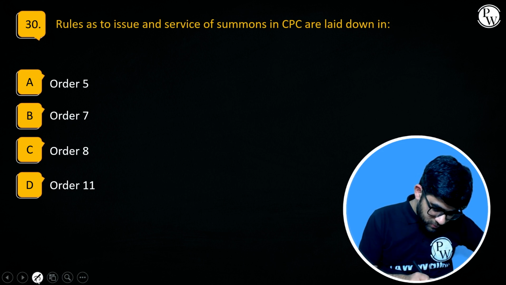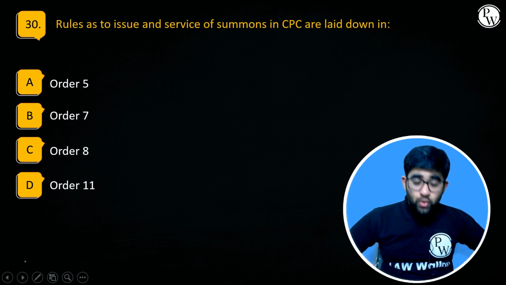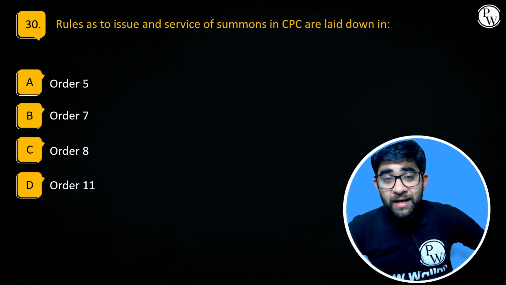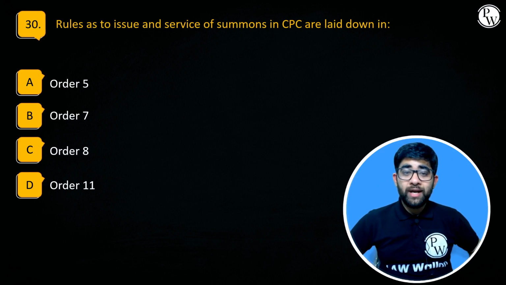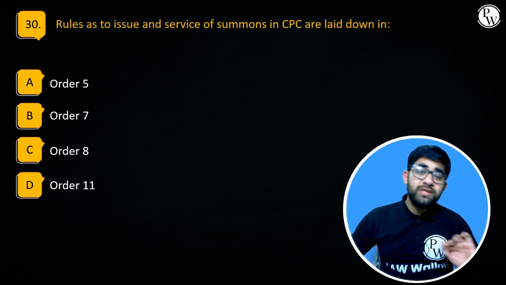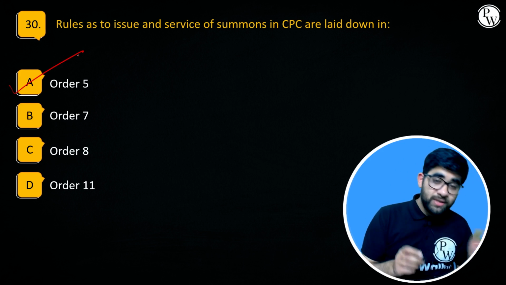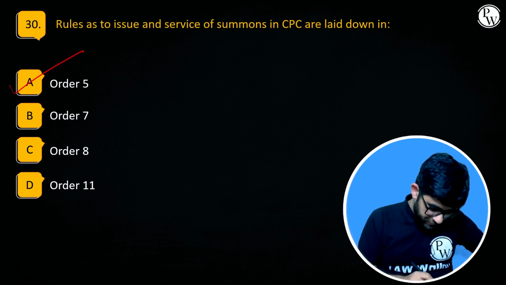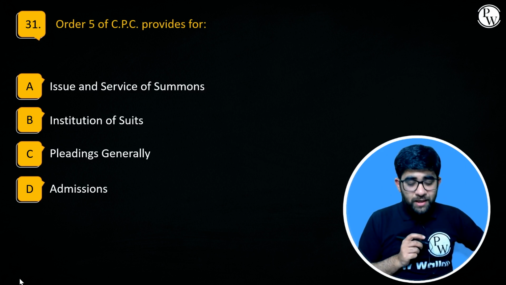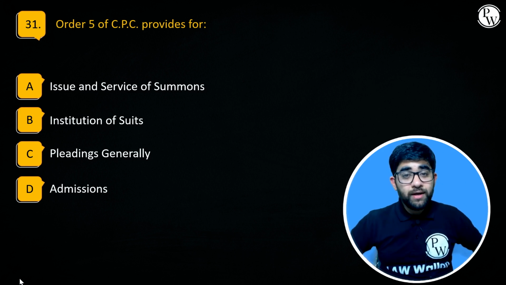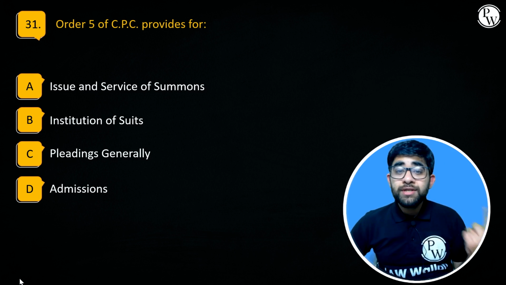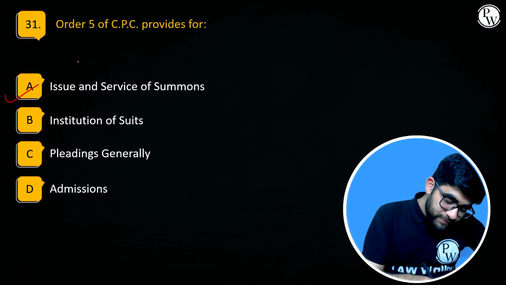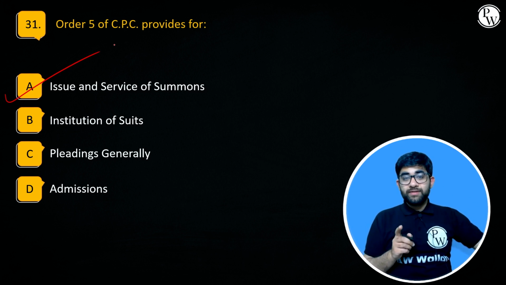Next, rules as to issue and service of summons in CPC are laid down in Order 5, Order 7, Order 8, Order 11. The answer to this is Order 5. I have already explained the summons to you. I will explain the concept of substituted summons later. Next, Order 5 of CPC provides for issue and service of summons, institution of suits, pleadings generally, or admissions. Answer to this is issue and service of summons.